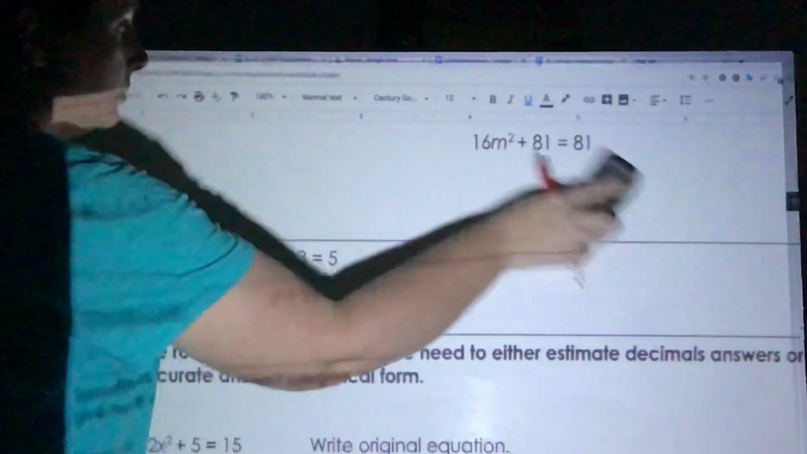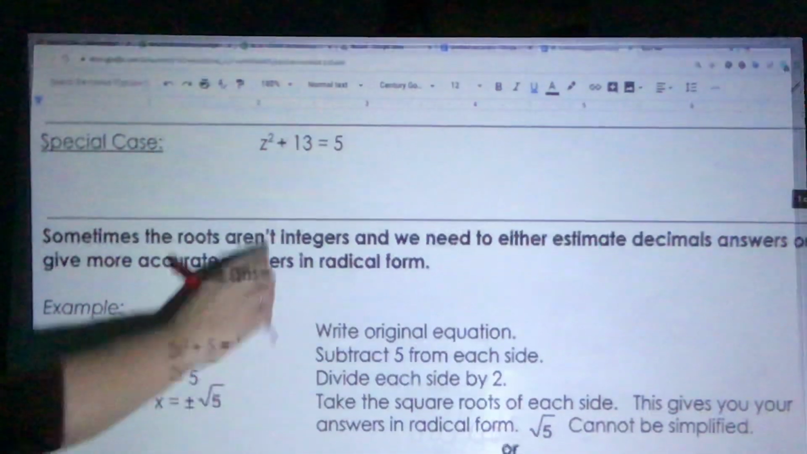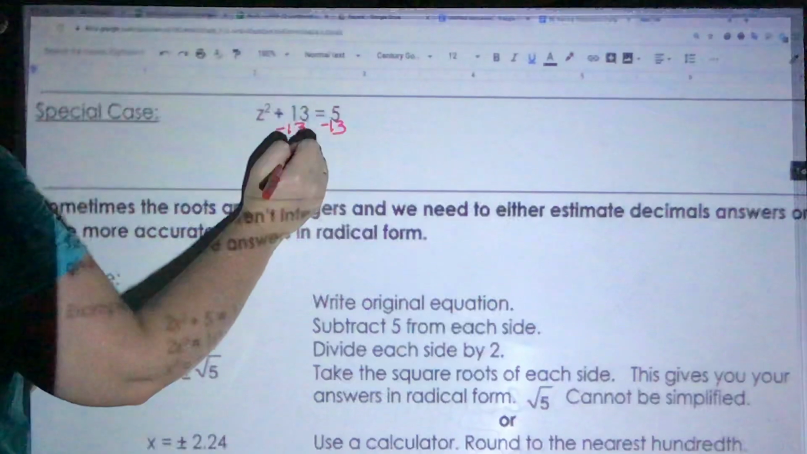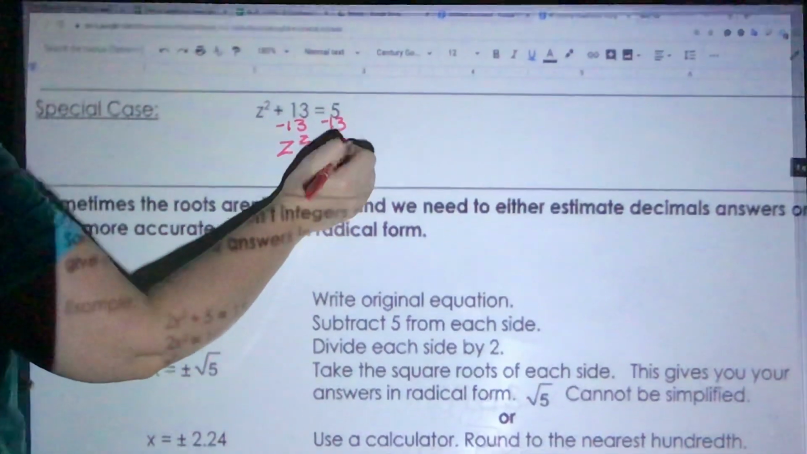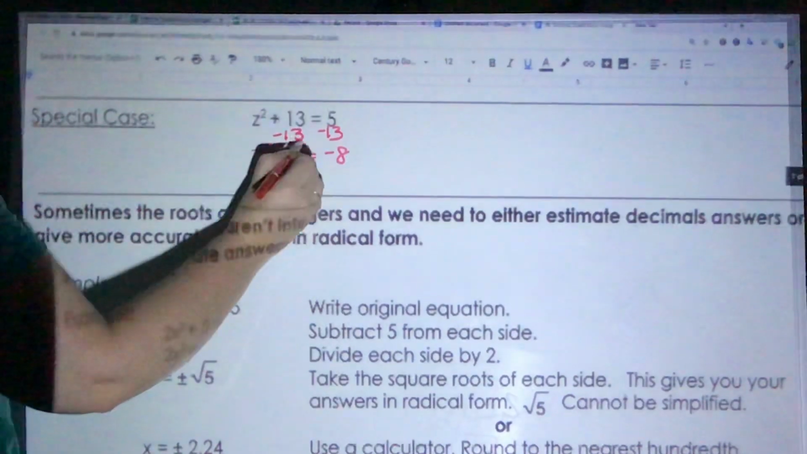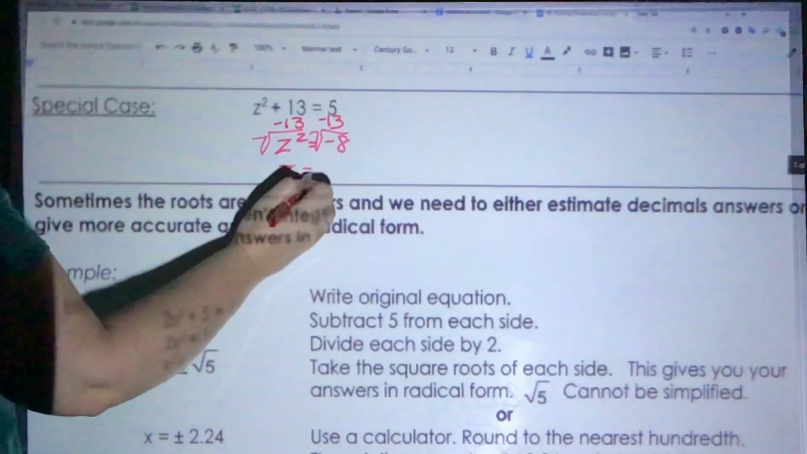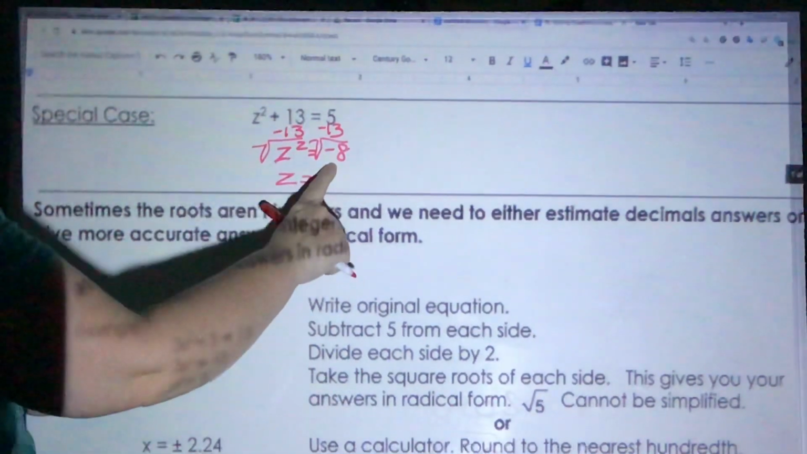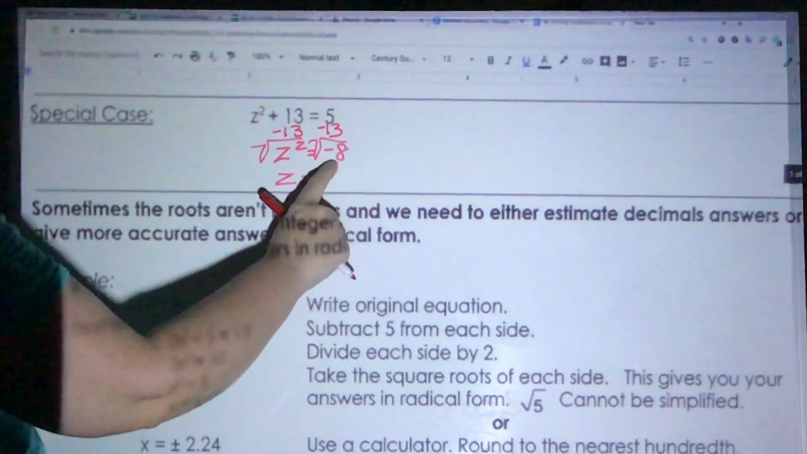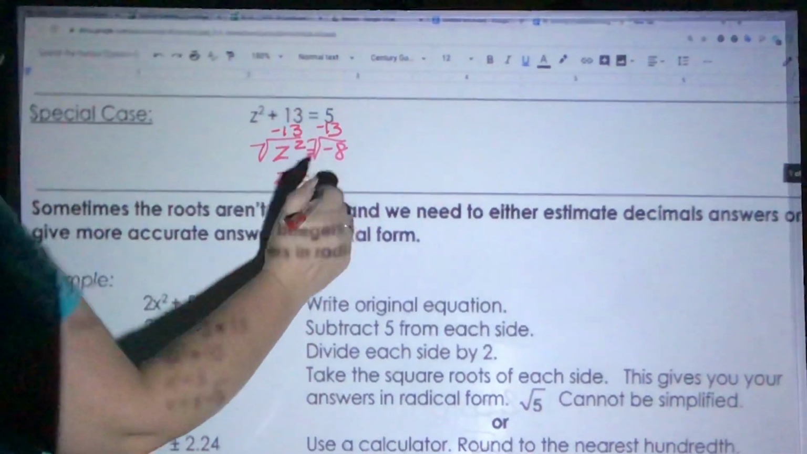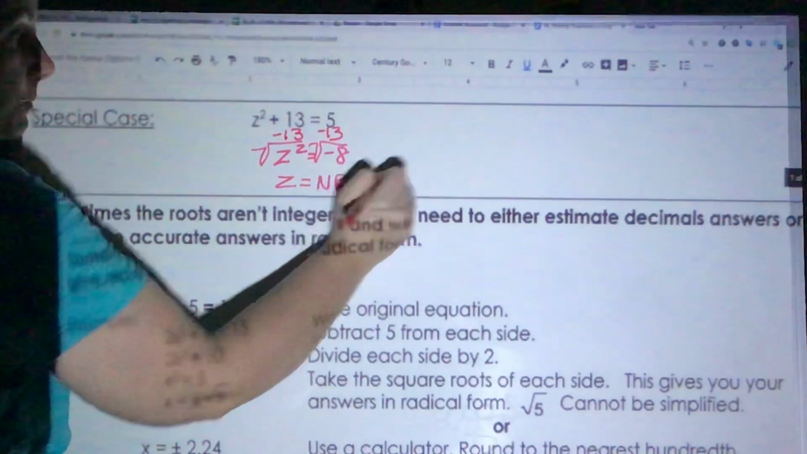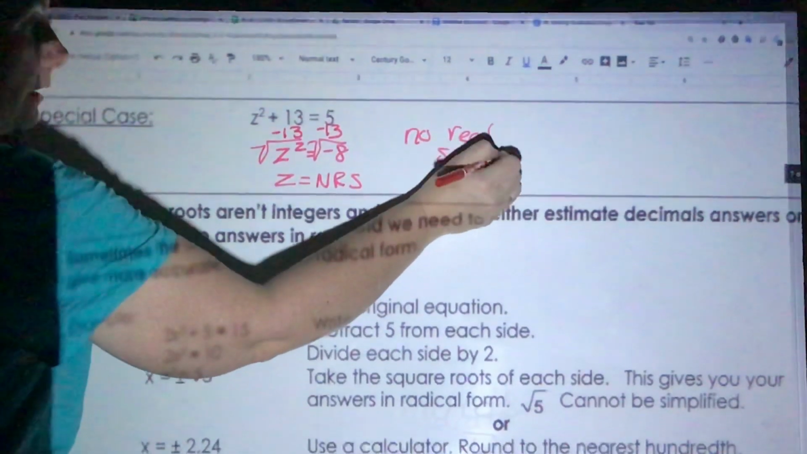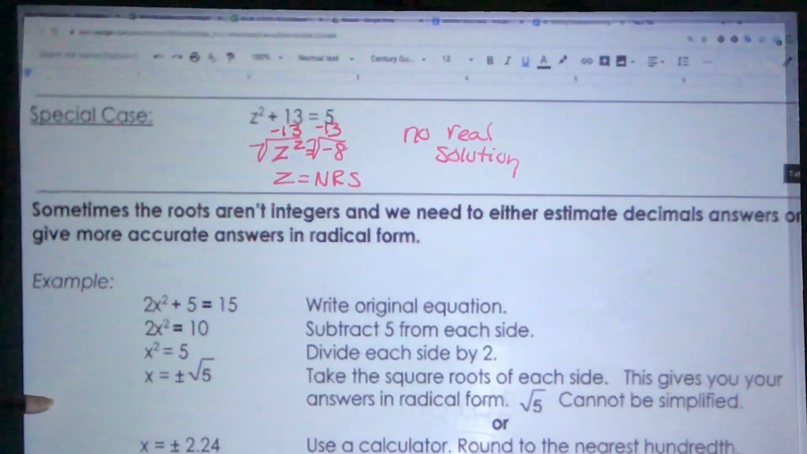Now there are some special cases with quadratics, just like any other equation. Here, if I start off, I'm going to subtract 13 from both sides. So I will get z squared equals negative 8. When I go to do the square root, we don't do the square roots of negative numbers. It's not a real number, and we're not going to actually touch those until Algebra 2. So if you get the square root of a negative, you are going to write NRS, which means no real solution. So if you graph this quadratic, it would not touch the x-axis.